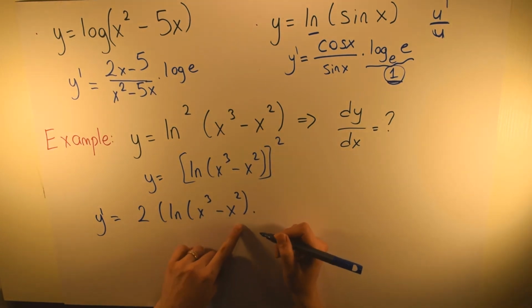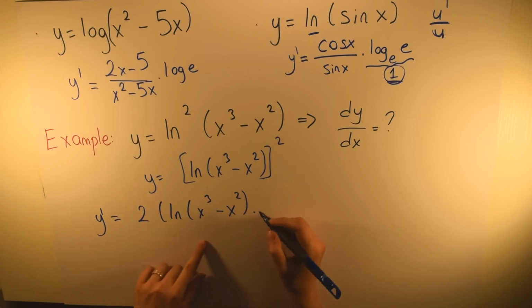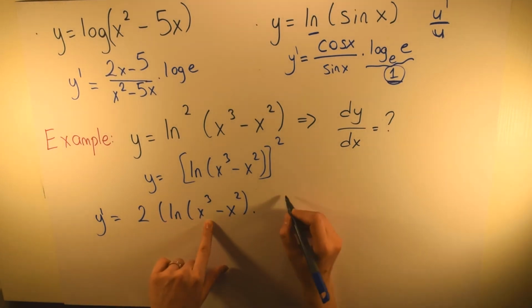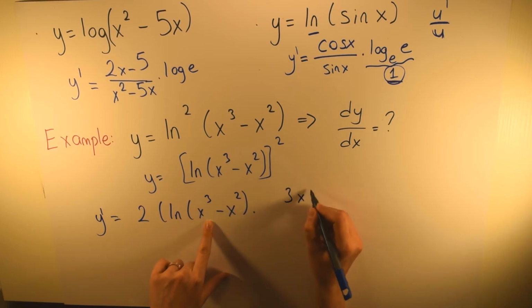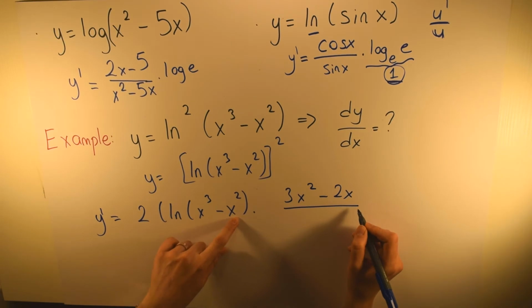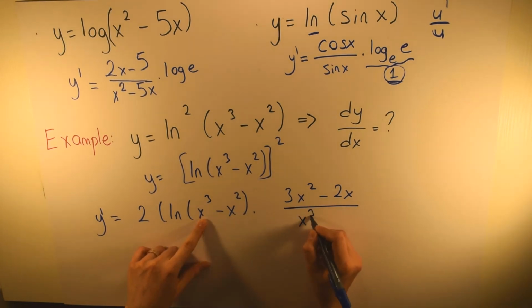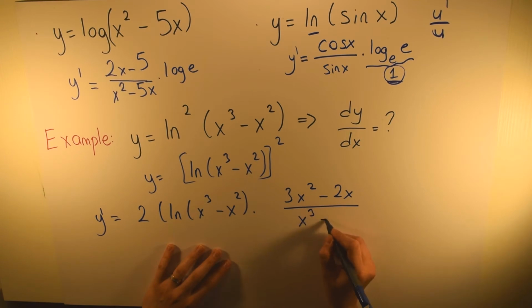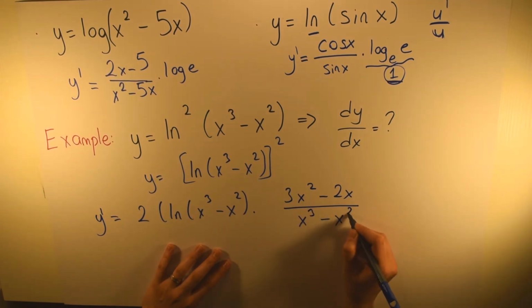times, now I need to take the derivative of the inside of this parenthesis, which is 3x squared minus 2x over this one as it is. I write this down as it is. It's x cubed minus x squared.